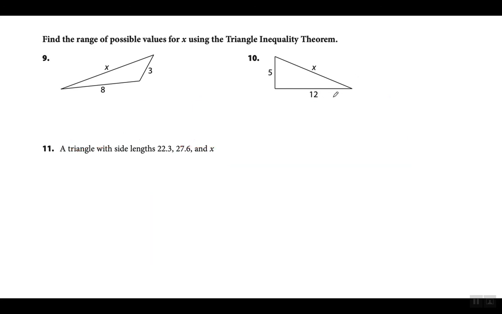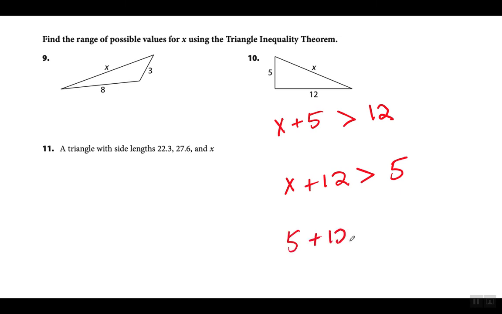Let's look at number 10. X plus 5 has to be greater than 12. X plus 12 has to be greater than 5. And 5 plus 12 has to be greater than x. Now subtract 5 from both sides. And I'm going to get x greater than 7.